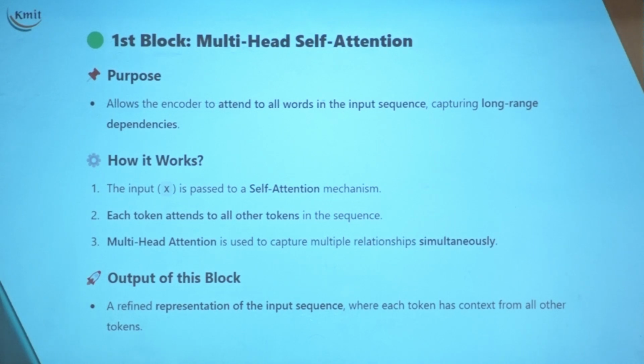Are you all clear now? First, the meanings of the input are not known. What is ASHA? What is bat? Not known. Once you process it through MHA, MHA will understand the context of the words, which is called the refined representation of the inputs.